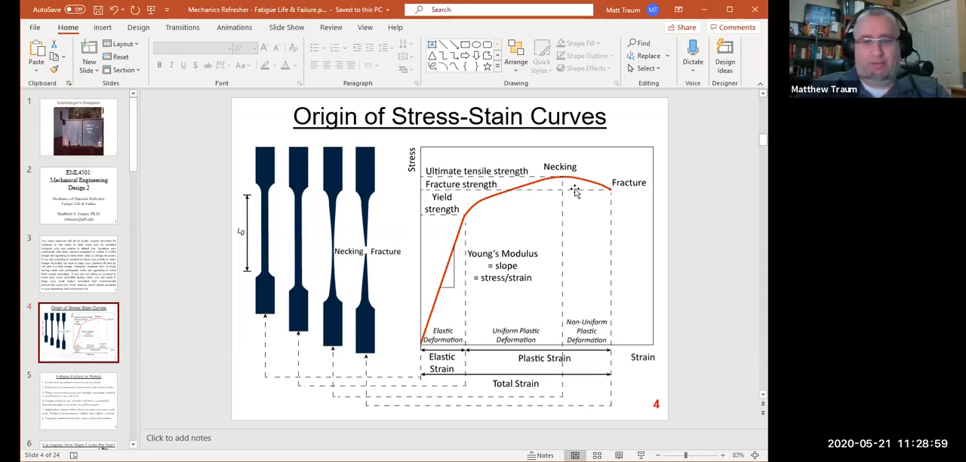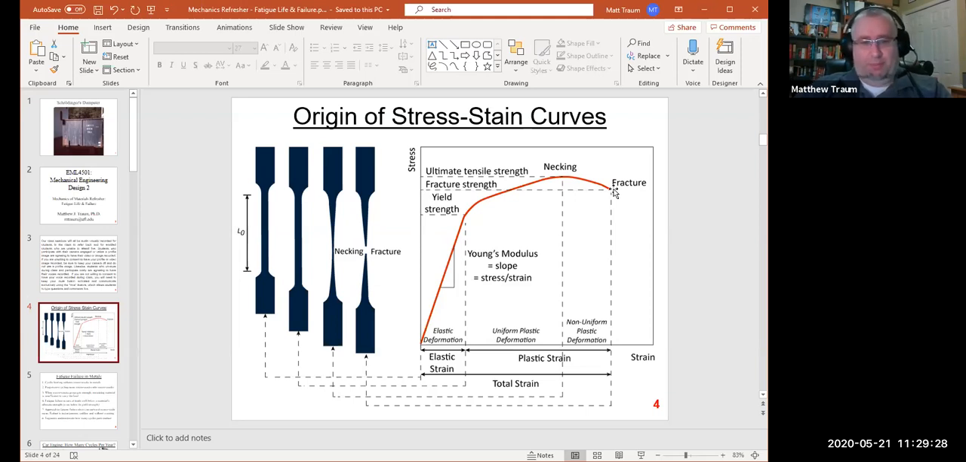You're into the non-uniform plastic deformation. And so you start necking, which is the process where the cross-sectional area, as a result of plastic deformation, starts to drop. The area drops, the force increases, therefore the pressure really increases, the stress really increases, and eventually you get fracture, which is a breaking of the part. So the fracture strength is when the part is broken and it can no longer serve its purpose at all.